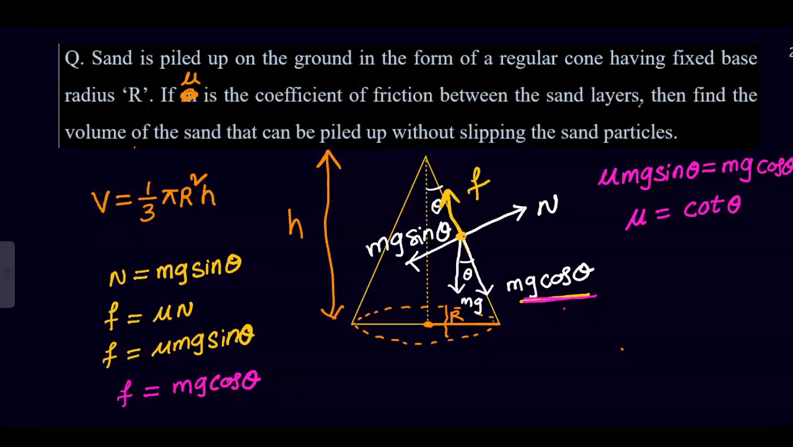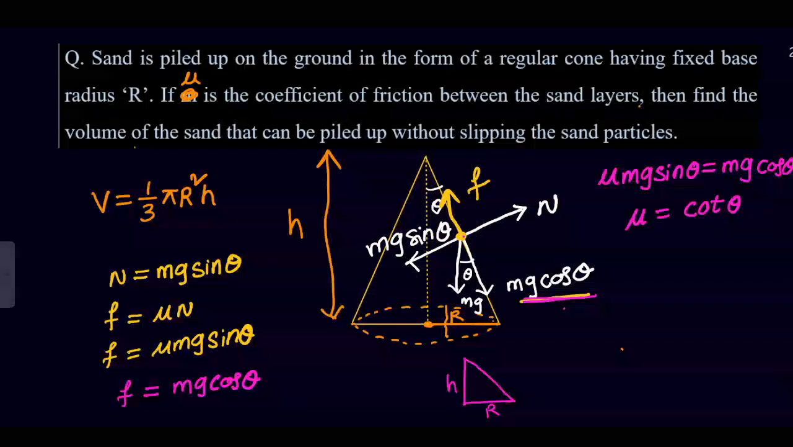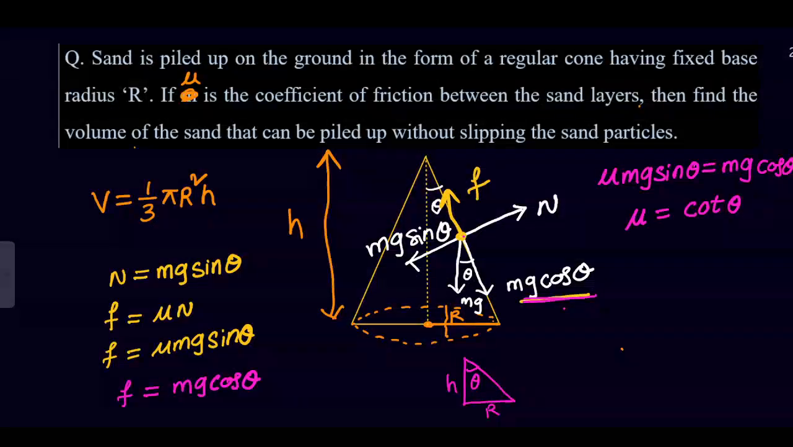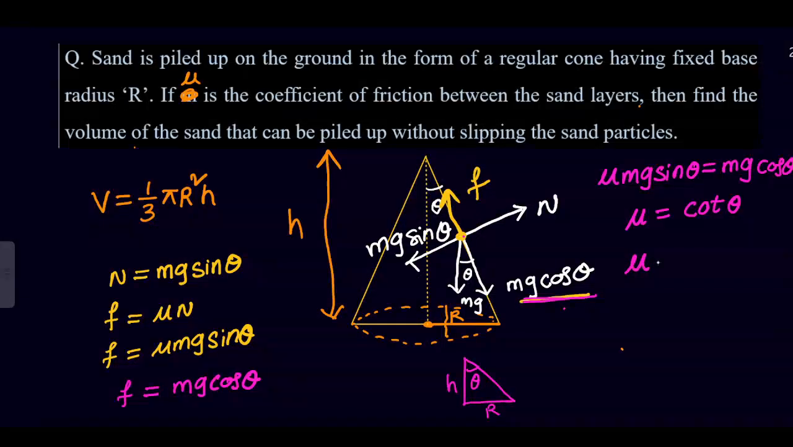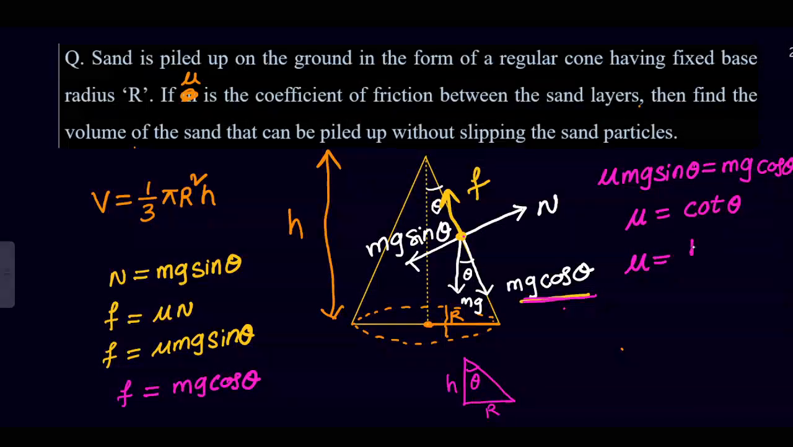Now you can see this is a cone. The base of the cone is given as r, and the height of the cone is h. Now this angle is theta only, na? From the triangle, can you tell me the cot theta value? Yes, cot theta is equal to h by r.